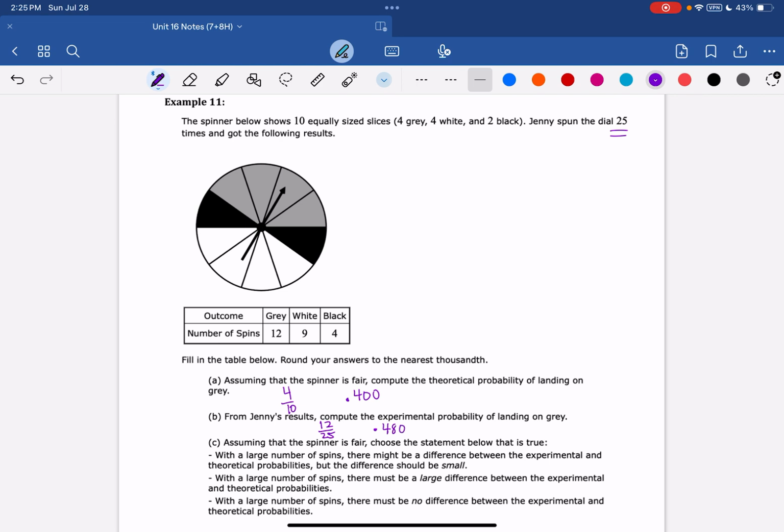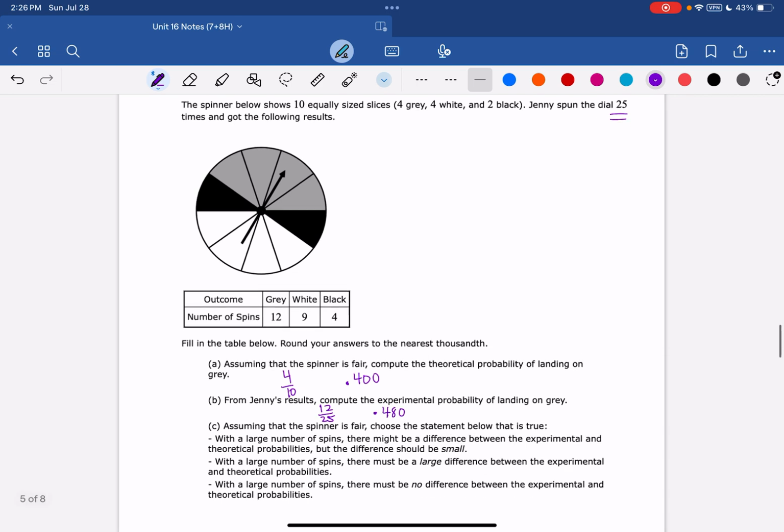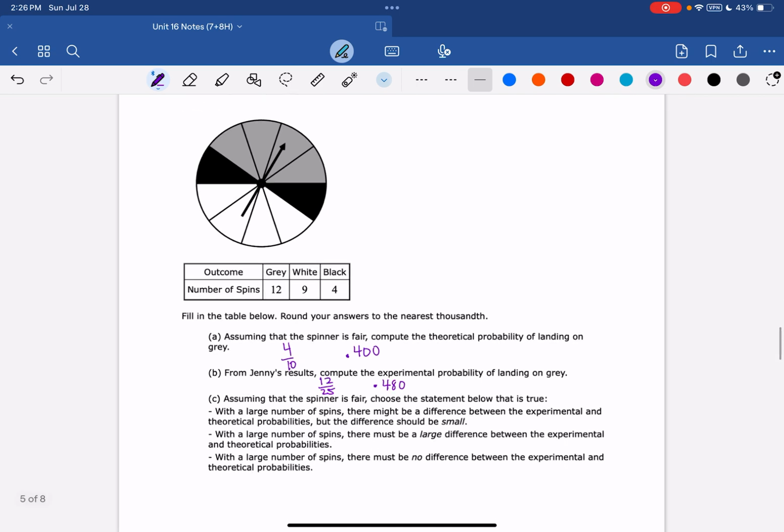Assuming that the spinner is fair, choose the statement below that is true. With a large number of spins, there might be a difference between the experimental and theoretical probabilities, but the difference should be small. With a large number of spins, there must be a large difference between the experimental and theoretical probabilities, or with a large number of spins, there must be no difference between experimental and theoretical probabilities. Okay, so what do you think there?